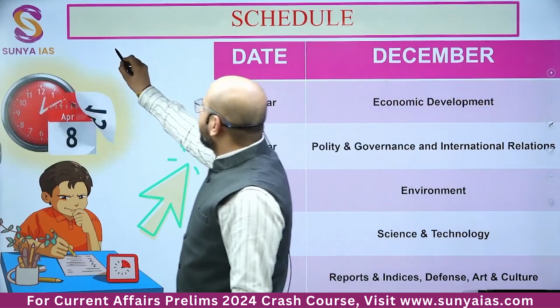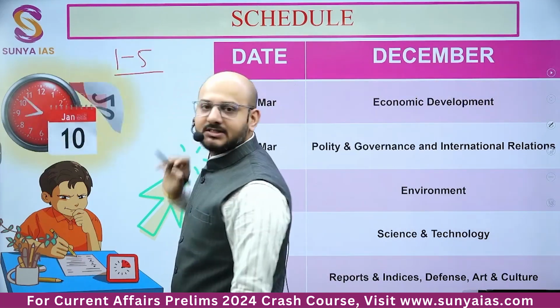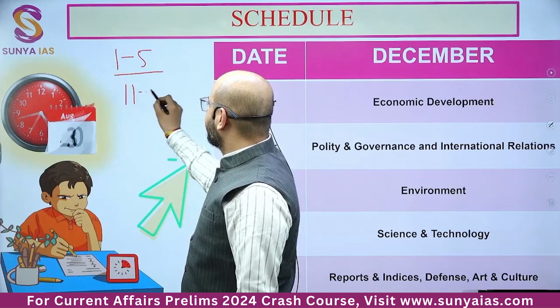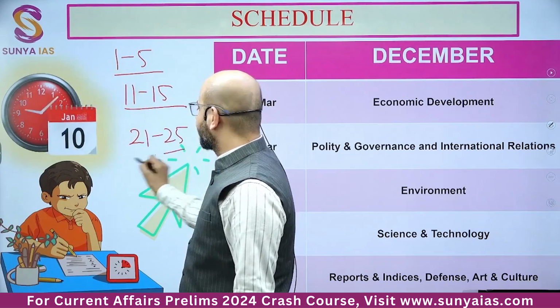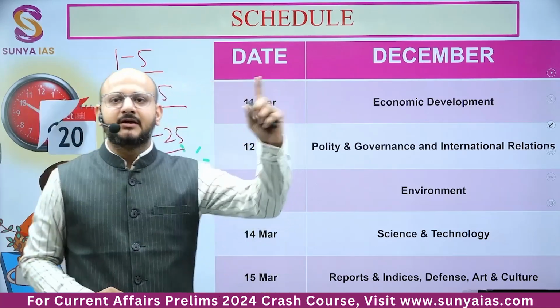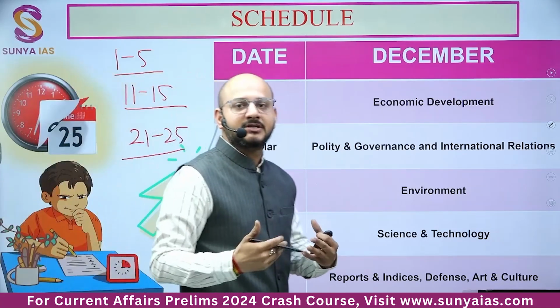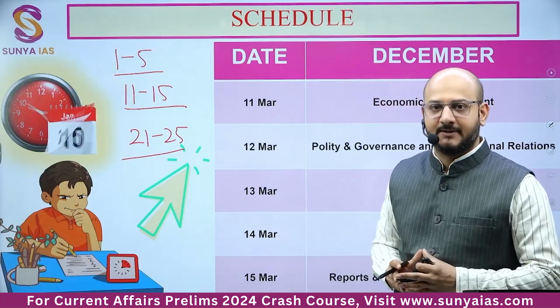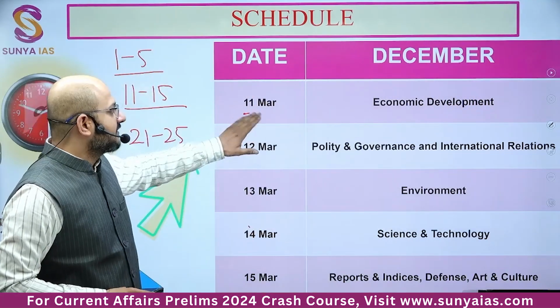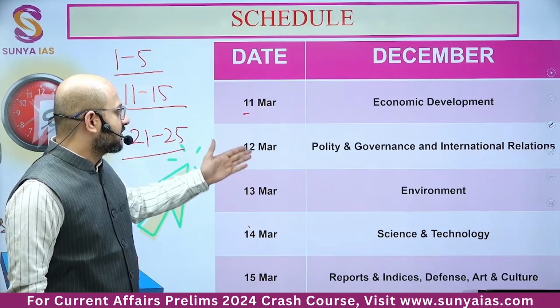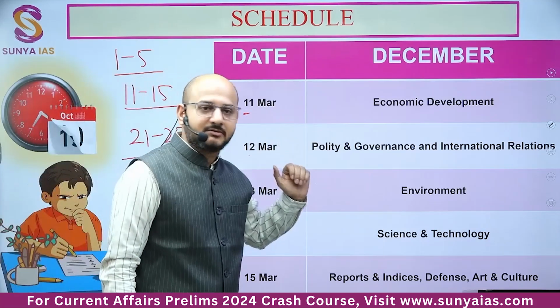We had been covering 1 to 5, one month's current affairs, 11 to 15, another month's current affairs, and 21 to 25, the next month's current affairs. So within a period of 1 month, you cover 3 months of high yielding topic current affairs. And the systematic categorization is: on 11th March, we completed economic development. Today, we'll be doing polity, governance, international relations.